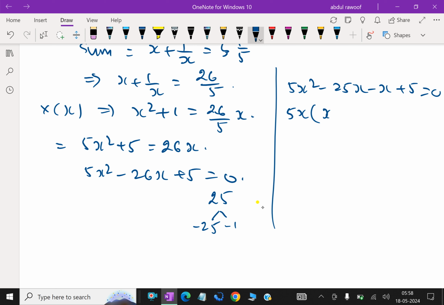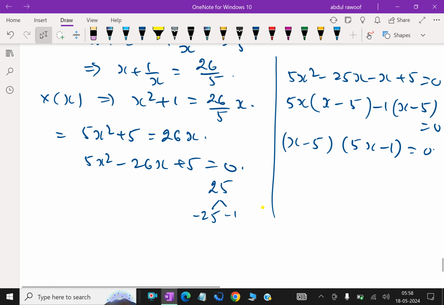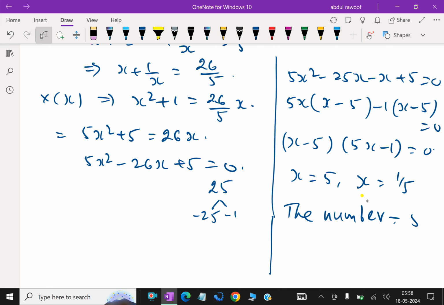Take 5x common: 5x into x minus 5, minus 1 into x minus 5 equals 0. Therefore x minus 5 and 5x minus 1 equal to 0. Therefore x equals 5 and x equals 1 over 5. Since 5x minus 1 equals 0, 5x equals 1 and x equals 1 over 5. Therefore the number is 5. That means 5 is the number and 1 over 5 is its reciprocal, and the sum of these is 5 1/5. We got it.